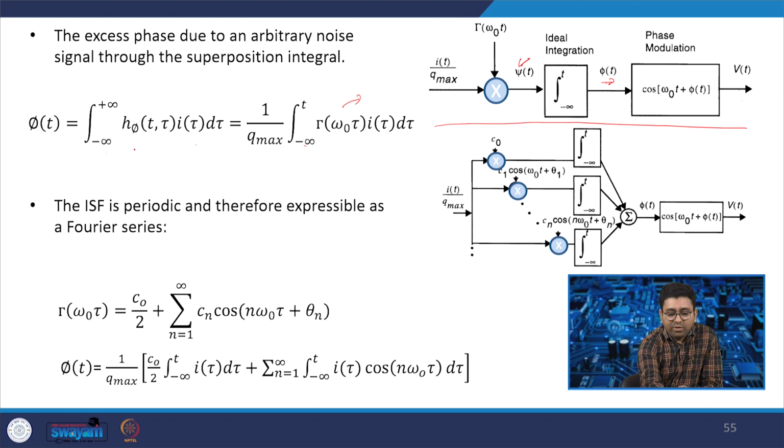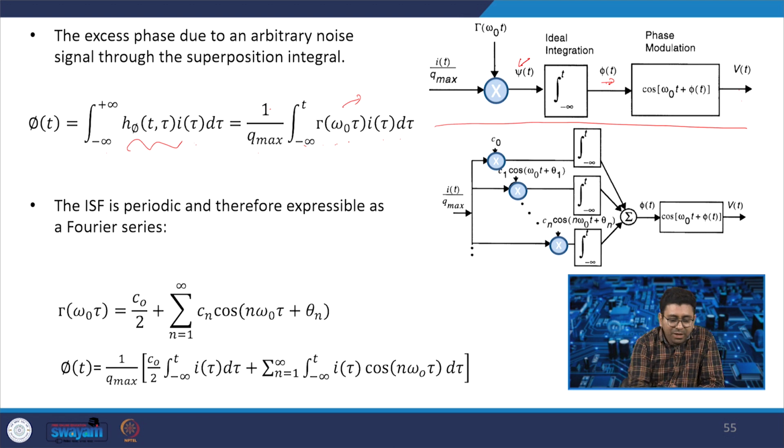Now, we already know this function h(phi(t, tau)). We write 1 by q max, maximum charge, integral from minus infinity to t, of the impulse sensitivity function gamma(omega naught t) times i(tau) d tau. So this is phi(t), which is in relation with the impulse sensitivity function gamma(omega naught t). Now, this gamma(omega naught t) is periodic in nature. Because it is periodic in nature, we can decompose it into the Fourier series.